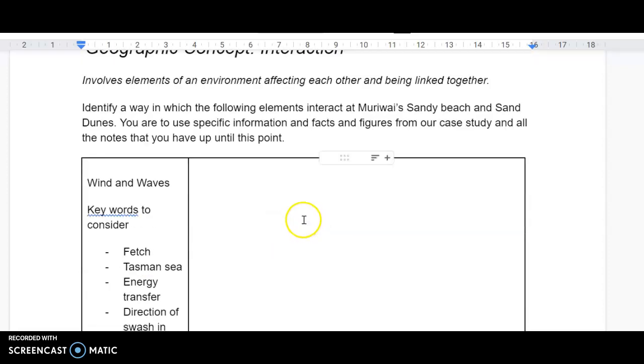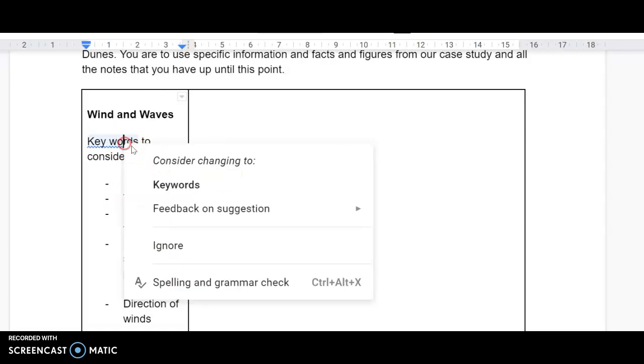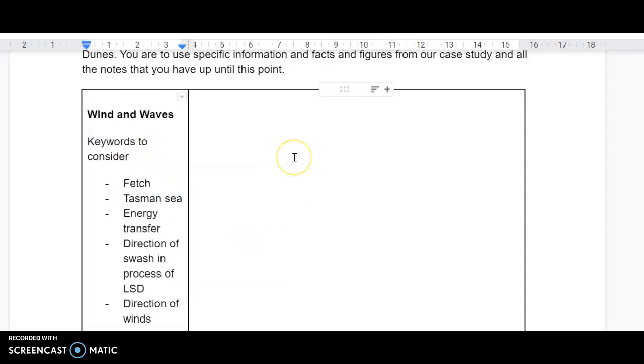So today's task is to identify a way in which the following elements interact at Muriwai Beach and at the sand dunes. You're to use specific information and facts and figures from our case study, from the notes that you have up until this point. In this box here, you are looking at how the wind and the waves interact. I've given you some key words to jog your memory, and of course, you can use your notes. This is not closed book.